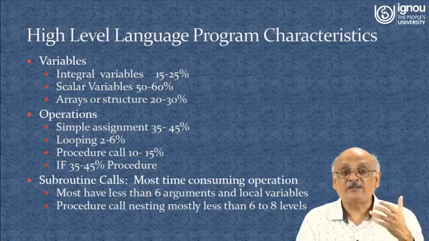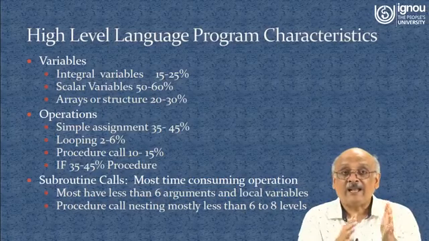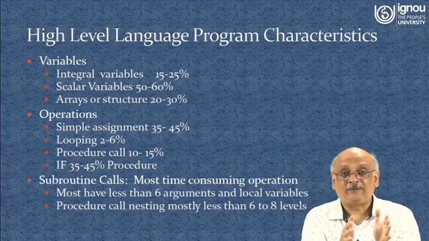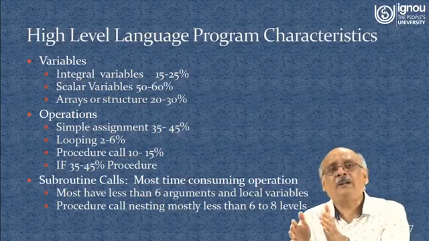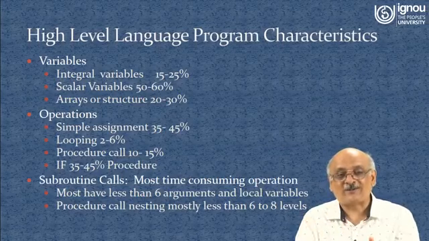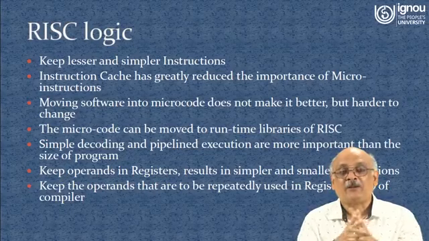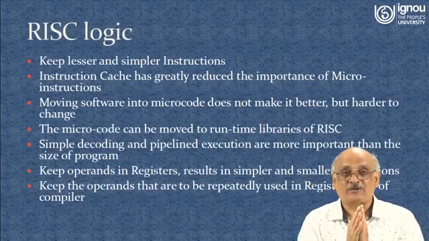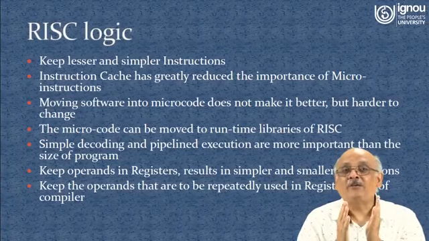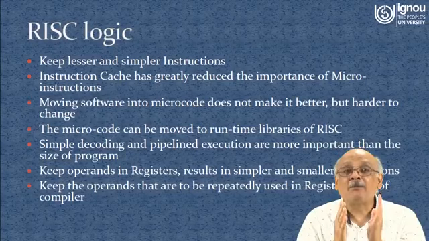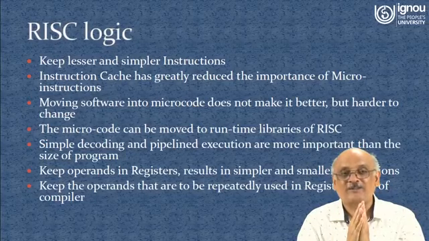So these were the program characteristics, and all these things, whatever we have discussed so far, led to the development of reduced instruction set architecture. So what was the logic behind RISC? Keep fewer and simpler instructions. Why? Because we have cache memory, so don't make very complex instructions. Even the compiler supports the simpler instructions.